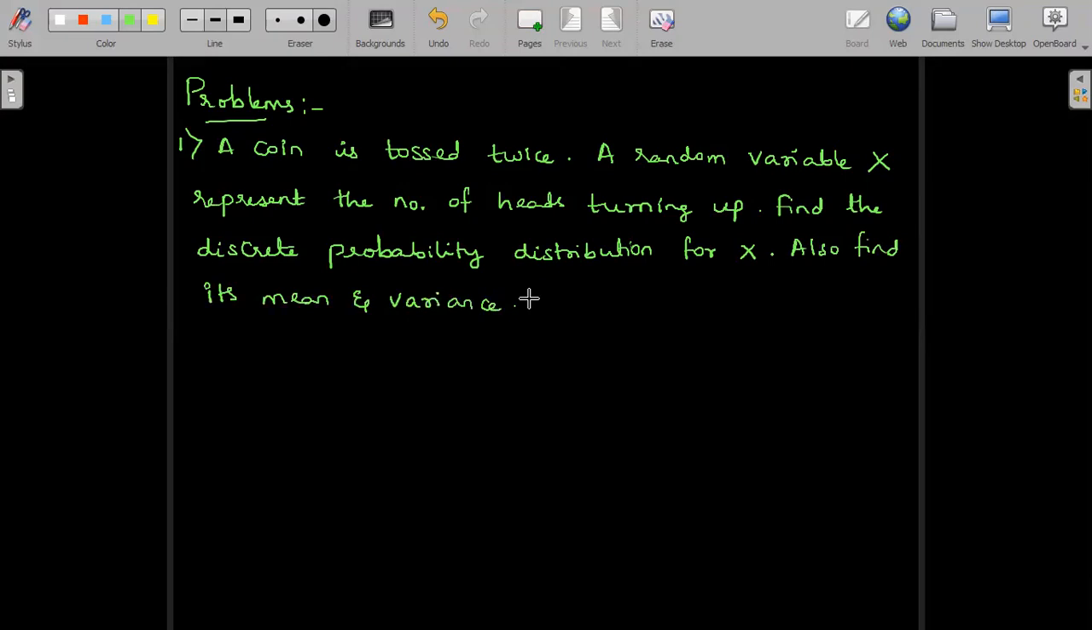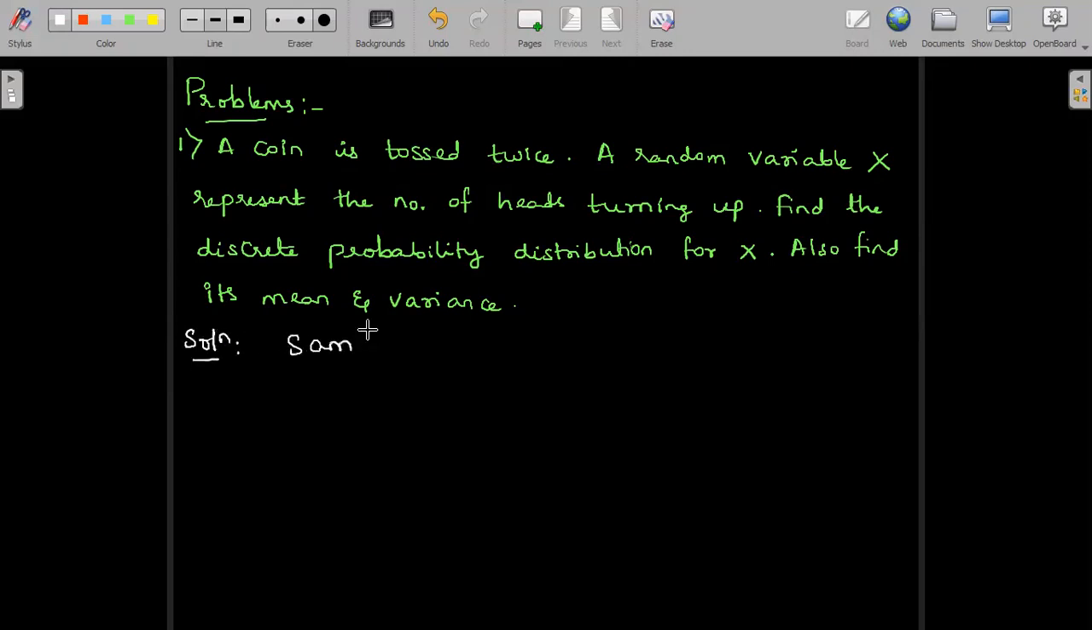So from the theory, we have already learned the formula for mean and variance. But before finding it, we have to first find the probability distribution table for X. So let us find the discrete probability distribution for X. Given that X represents the random variable given by the number of heads turning up and a coin is tossed twice, the sample space consists of HH, HT, TH, TT. So let us first write down the sample space.